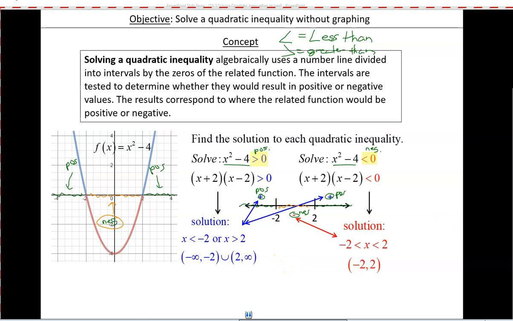So I am going to show you two different ways to figure out this little x-axis positive negative situation. One is to use some calculations. The other is to be able to graph a parabola, and you have to know whether the parabola opens up or down.